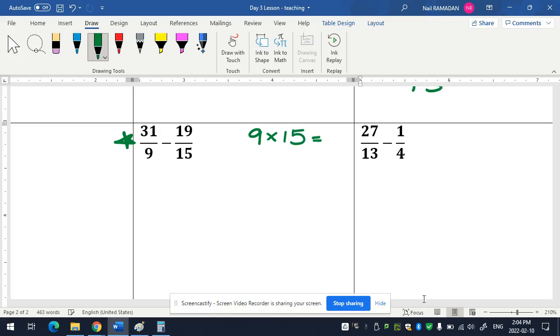How much is 9 times 15? No, no. 9 times 15. That is 135. Again, you don't have to guess. You have calculators here or the cell phone. Please don't guess.